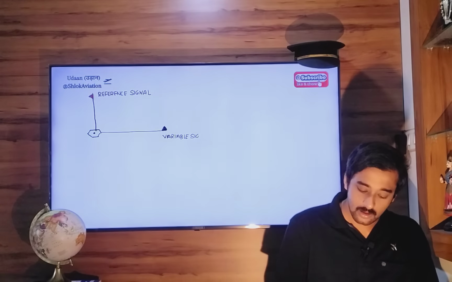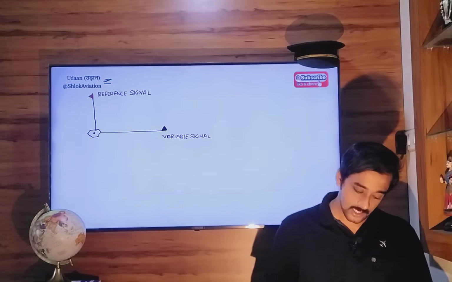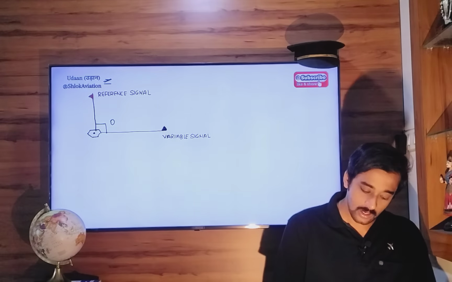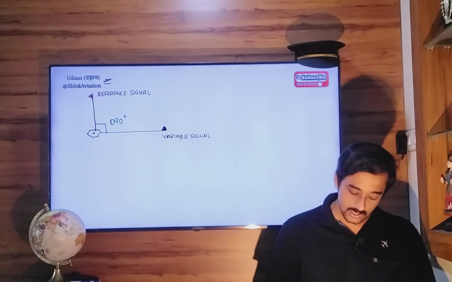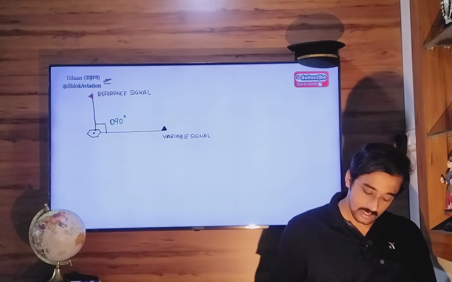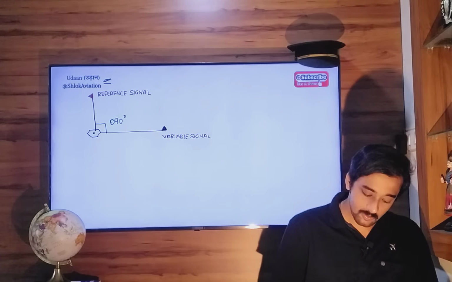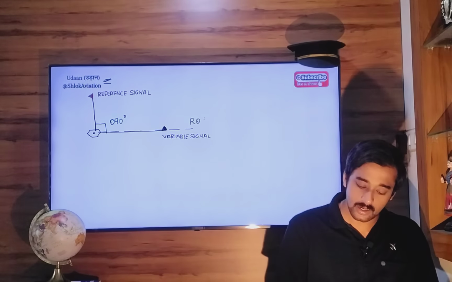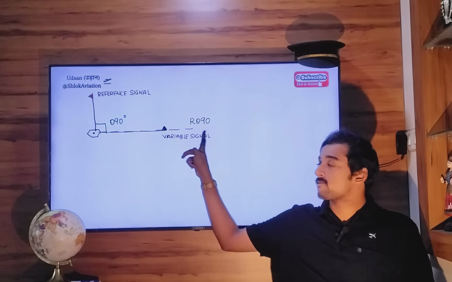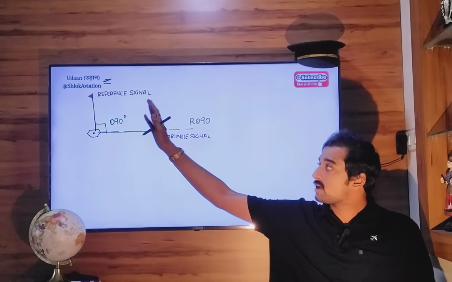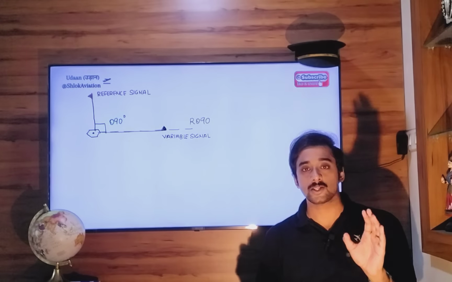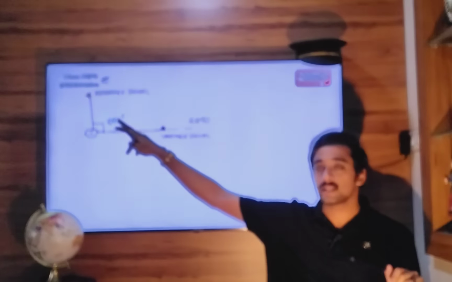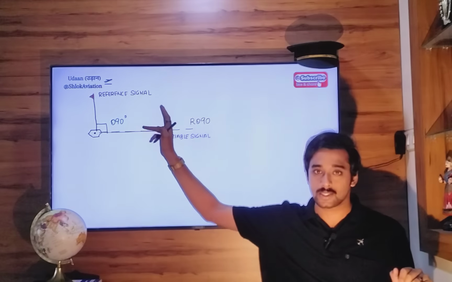Now the phase difference, the angular difference between this reference signal and variable signal, is 090 degrees. That means this particular bearing will be called radial 090. The reference signal is going to remain fixed with respect to the magnetic north datum, and this variable signal will continuously rotate around the VOR station.